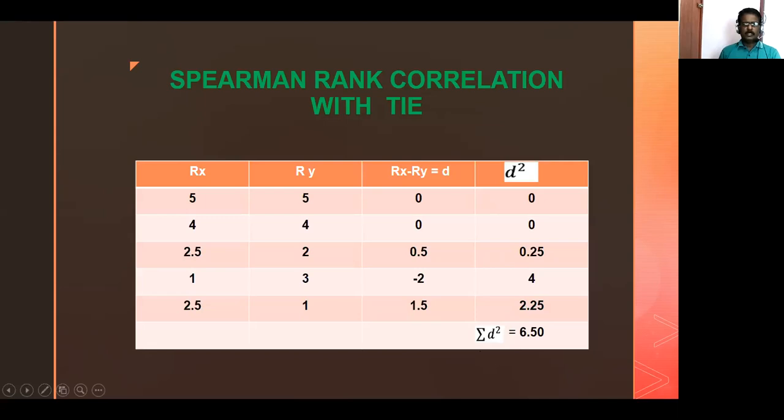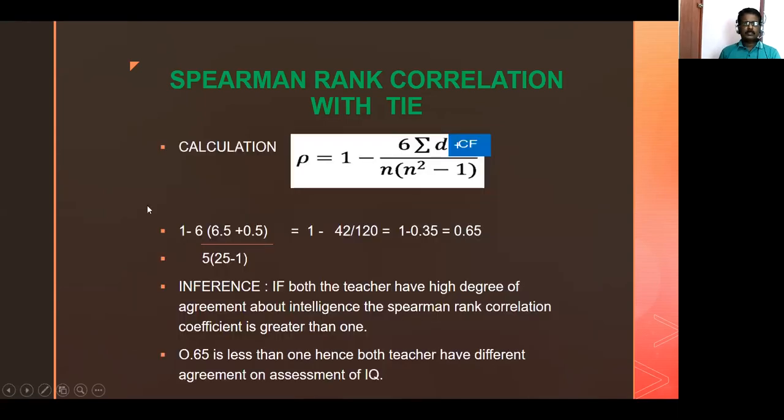Sigma d square is 6.5. In the calculation we have to add the correction factor. Already we have found that the correction factor is 0.5. So 1 minus 6 into sigma d square, 6.5, plus the correction factor 0.5, divided by the total number, 5 students. So 5 into 25 minus 1. So 1 minus 42 by 120 equals 0.65.